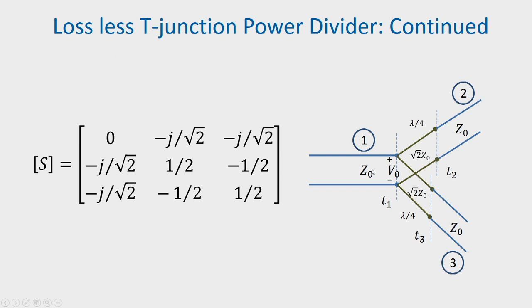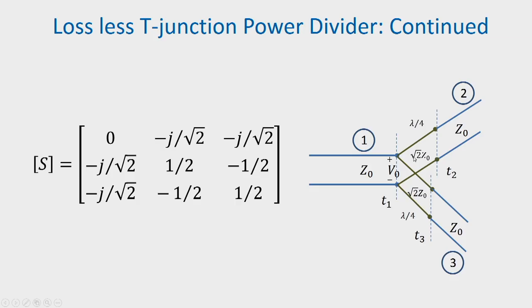It may be noted that in the previous lossless divider, we had the port impedances different. For port 1, it was Z0, and for ports 2 and 3, it was 2Z0. Now, here we can have the same impedance at all three ports. What we can do is use a lambda by 4 transformer with a characteristic impedance root 2 Z0.